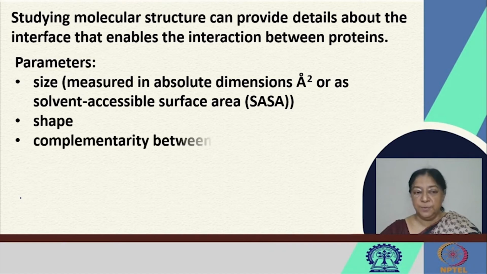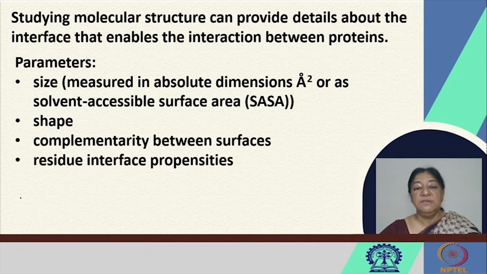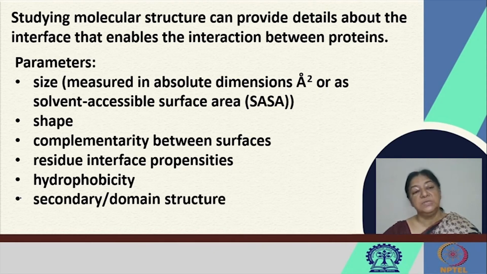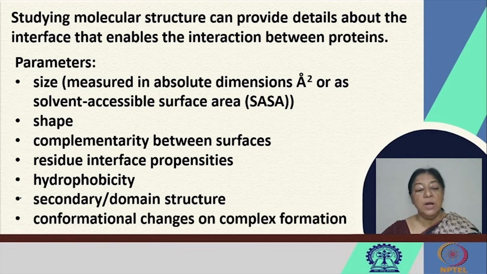The shape of the molecule, the complementarity between the surfaces. We need a geometric complementarity as well as a chemical complementarity. The residue interface propensities, the hydrophobicity, and the secondary and domain structure are also going to be important in an understanding of what triggers a protein-protein interaction to occur and the conformational changes that might occur due to complex formation.